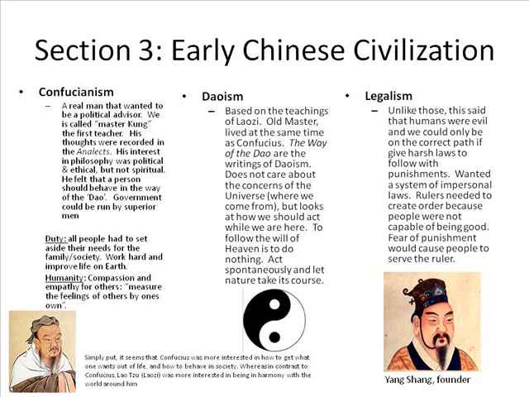Taoism, based on the teaching of Laozi, Old Master, lived at the same time as Confucius. The way of the Tao are the writings of Taoism. It does not care about the concerns of the universe, where we came from, creationism, evolutionism, stuff like that, but looks at how we should act while we are here. To follow the will of heaven is to do nothing, act spontaneously, and let nature take its course.